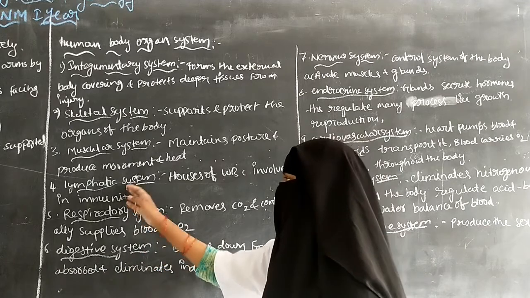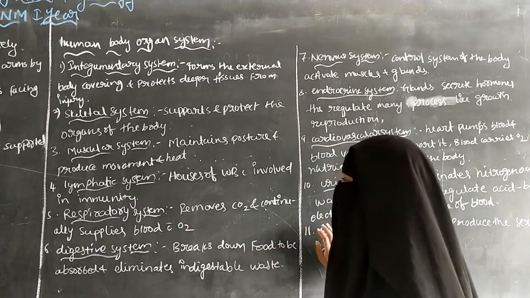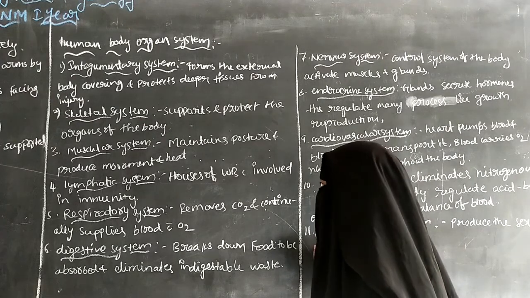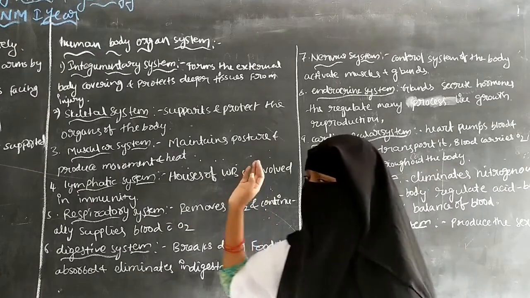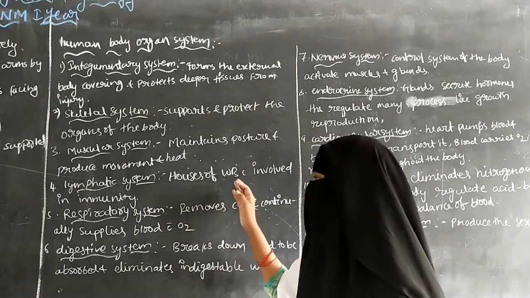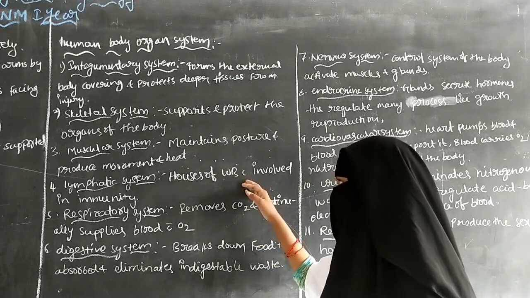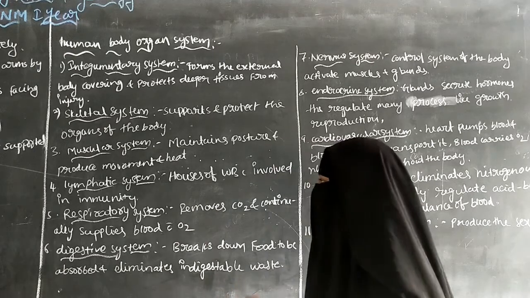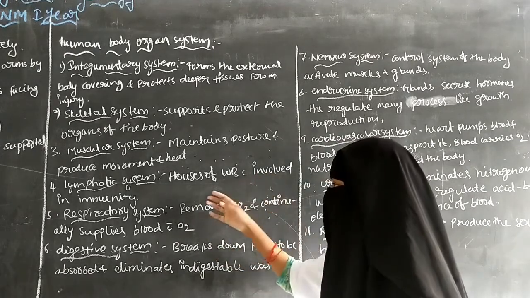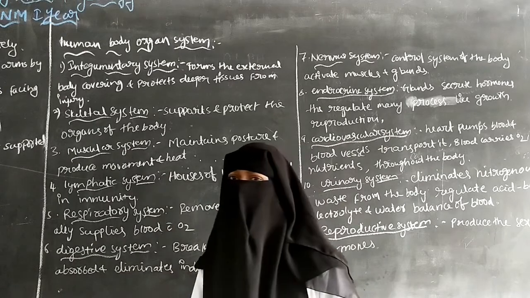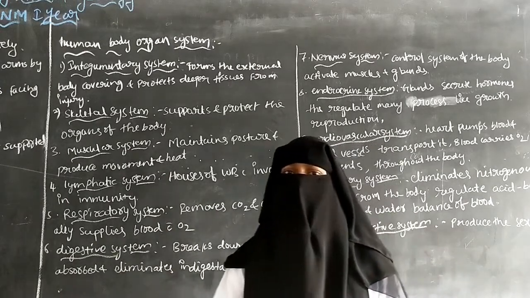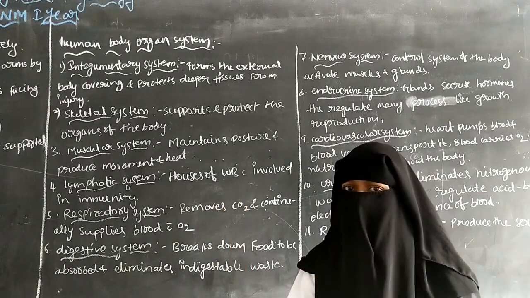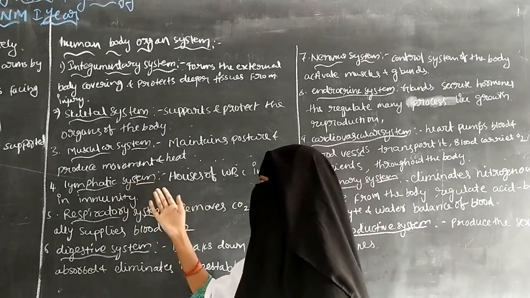Next one is the lymphatic system. The lymphatic system is the house of WBC, white blood cells, also called lymphocytes. The lymphatic system is involved in immunity. If you get any infection, the lymphatic system fights against the infection. So it is called the lymphatic system.